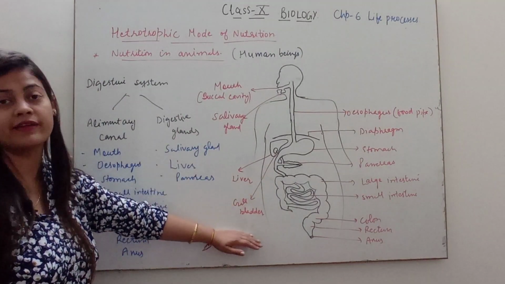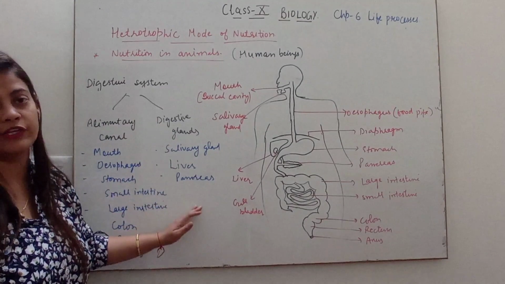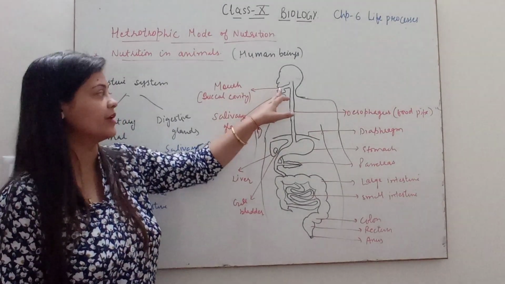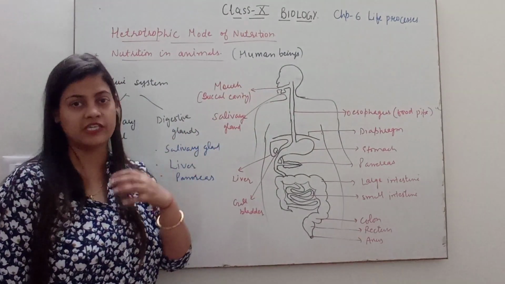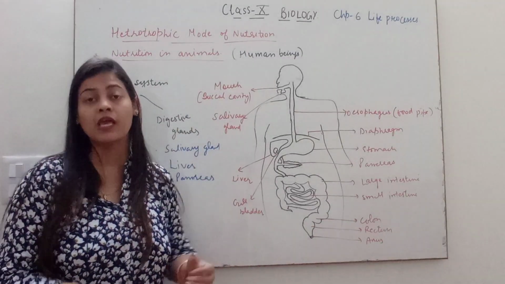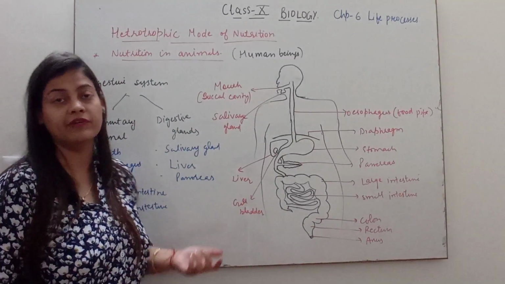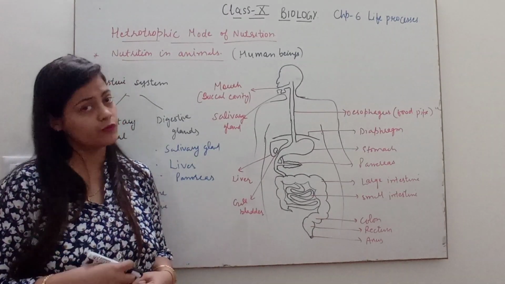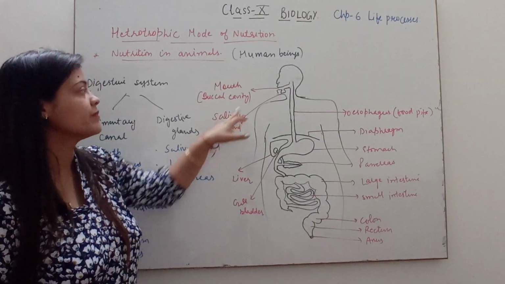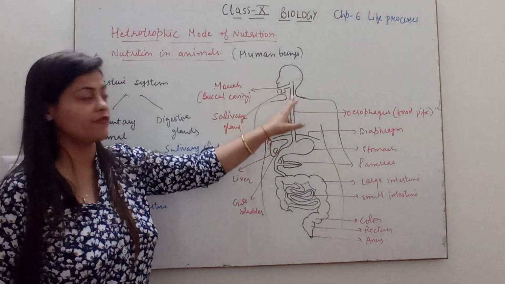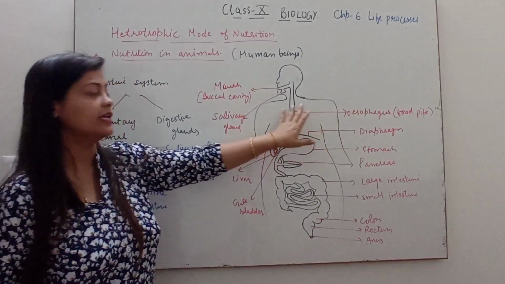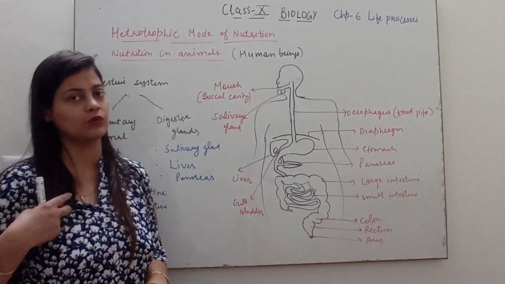Now we will first discuss the diagram of the digestive system, and then I will tell you the function of each and every part. Here you can see the opening from where the food is ingested, called the mouth. The mouth, inside which the cavity is called the buccal cavity or oral cavity, is where we take in the food. Now this buccal cavity, passing through the pharynx, opens into a pipe-like structure called the esophagus. Esophagus is also called the food pipe, you know that already.